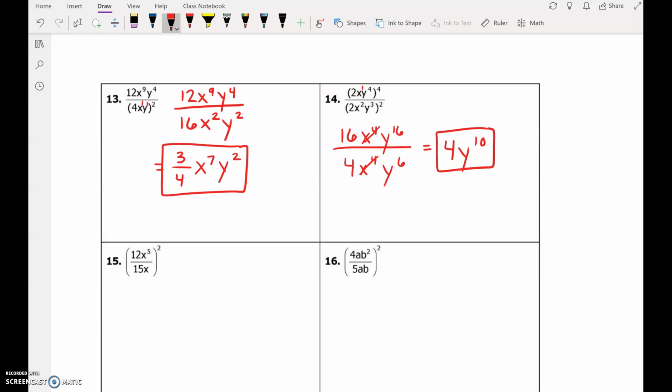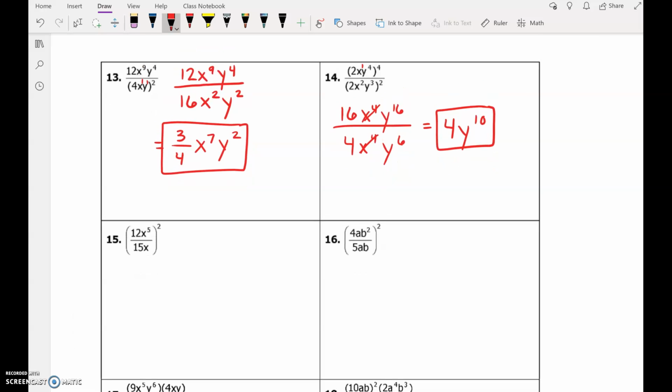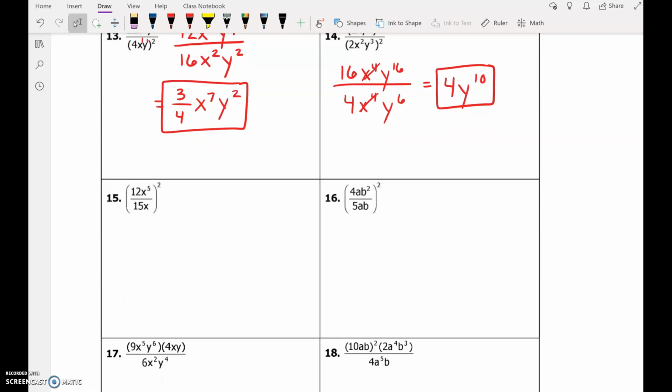Okay. One final set of questions here. We're going to look at 15 and 16. Do not worry if you have not or do not finish 17 through 20. I'm okay leaving those blank for right now.